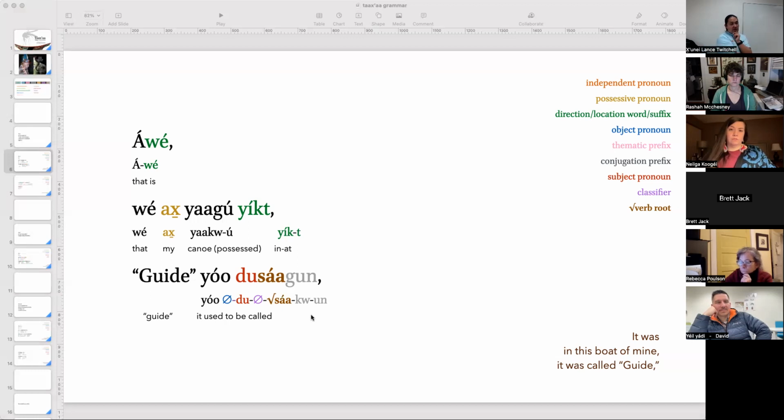Okay, so here are the things that we're sort of looking for. I used a kind of gold color. It's all random. I have no system. For relational pronouns, I use green for any of those direction and location things, because we looked at generally how those worked.